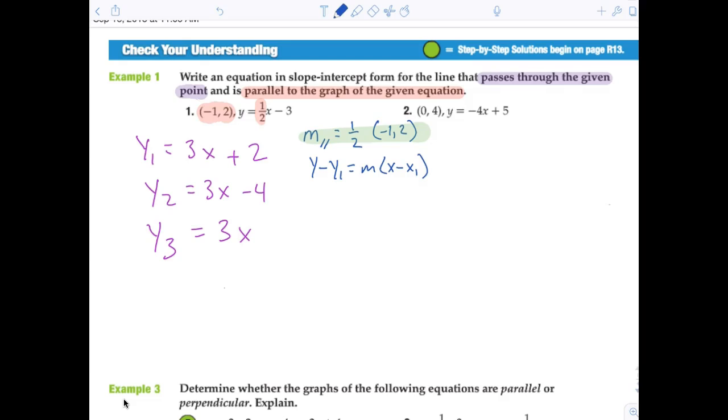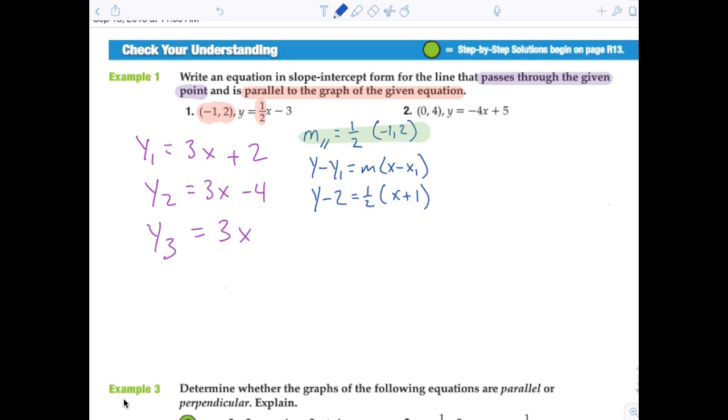Bear with me? All right. Now, what's the y value? 2, thank you. Y minus 2 equals, what's the slope? 1/2 times x plus 1.